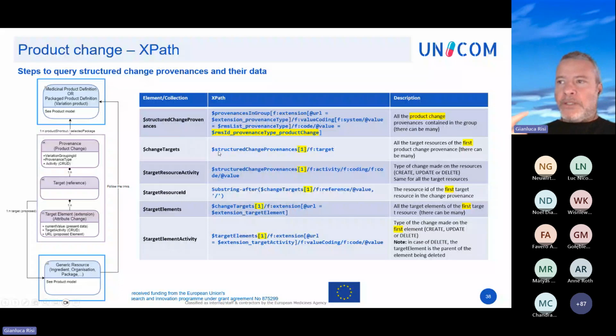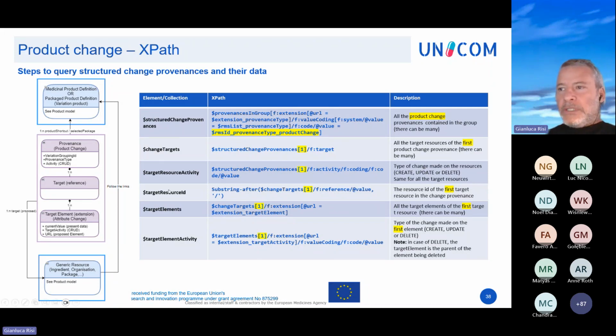Then, if I want all the products affected by, for example, the first of the change provenances, I can put a square bracket 1 on the collection to take the first of those elements. And then if I query by using /target, I will get all the targets of this provenance. If I want to know the type of change in the provenance, I can query its activity, getting a value that can be create, update, or delete. And this is at the resource level, not the elements, at the resource level.